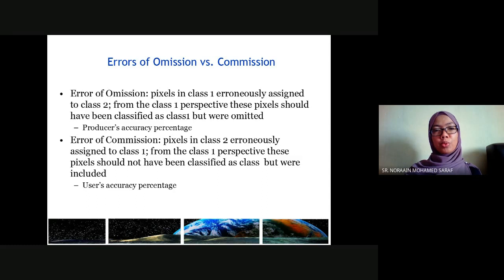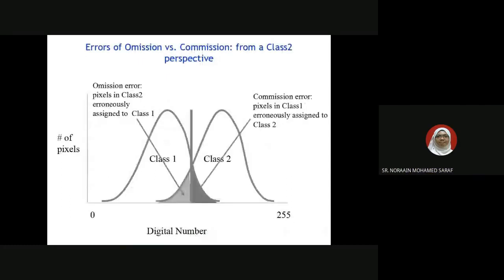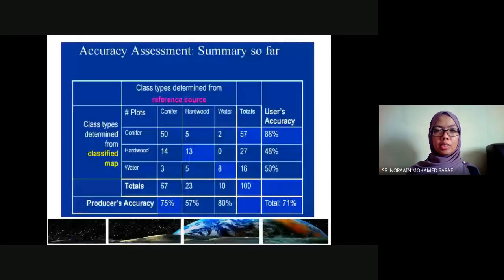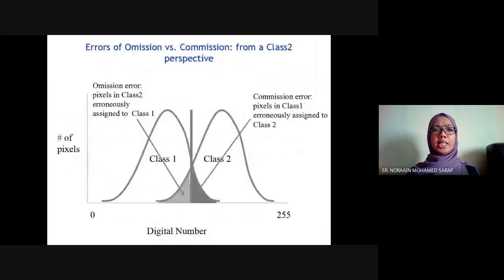So sama jugalah dengan user, sama macam producer accuracy. Kalau users accuracy dia tadi, 88%, 88%, so 12% dia adalah error of commission yang tak termasuk sekali dengan dalam users accuracy tadi. Ini contoh dalam bentuk graf lah.